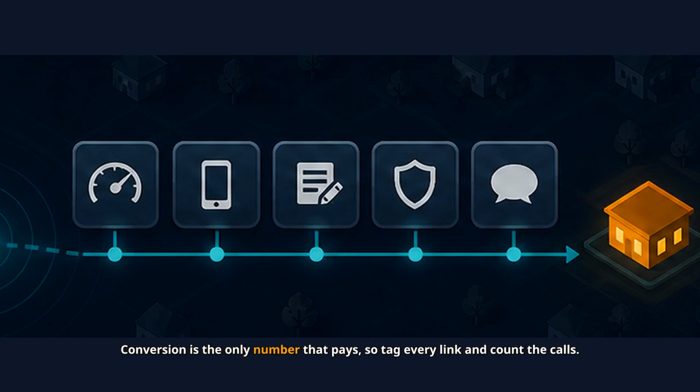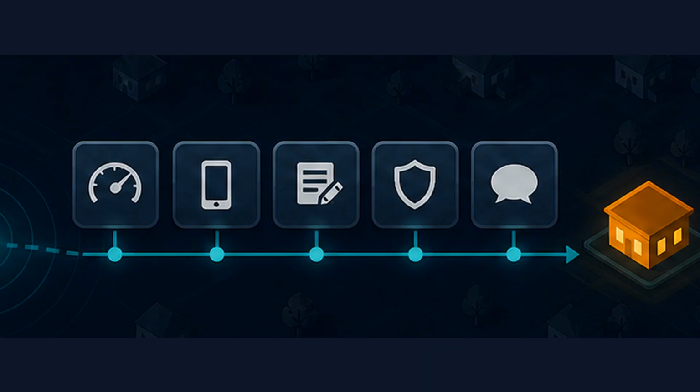Open rate is a bent gauge, so trust click to open. Conversion is the only number that pays, so tag every link and count the calls. Sender health protects all of it, so guard the 0.3 line. The dashboard doesn't book roofs. The right number, read in order, tells you what to fix next.